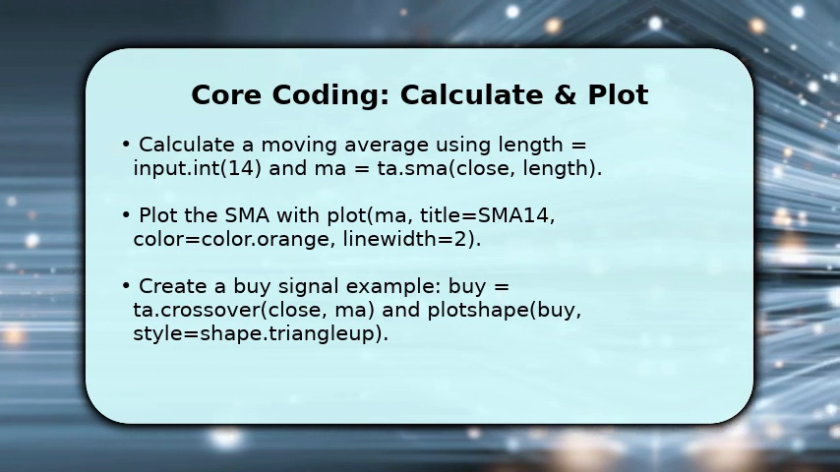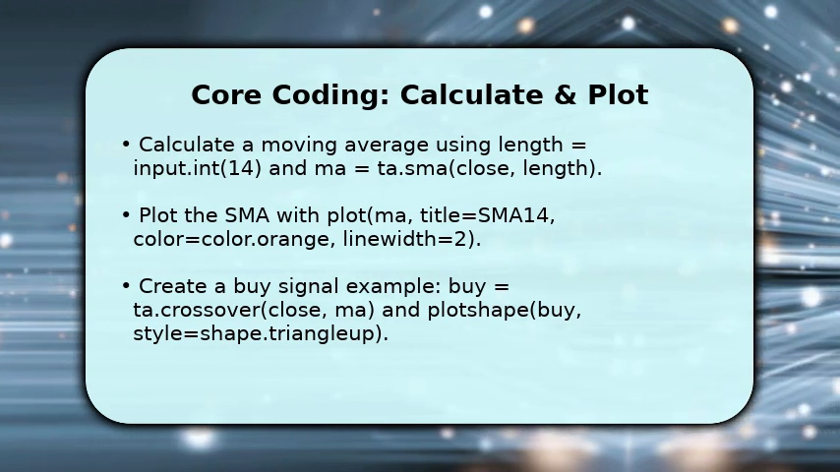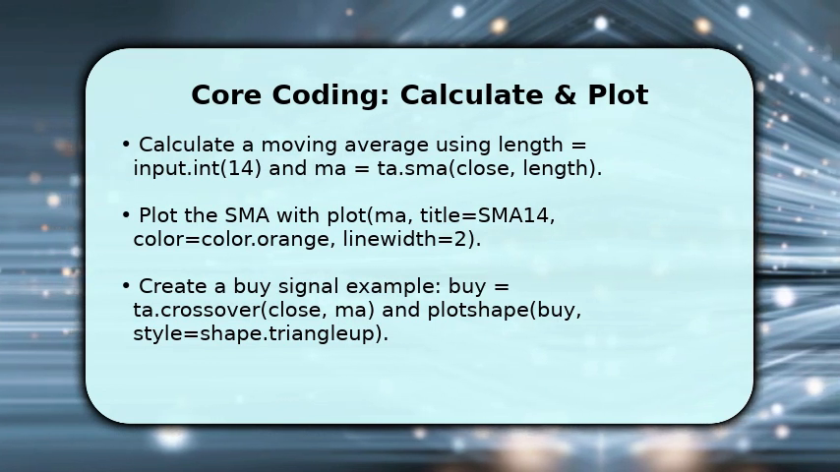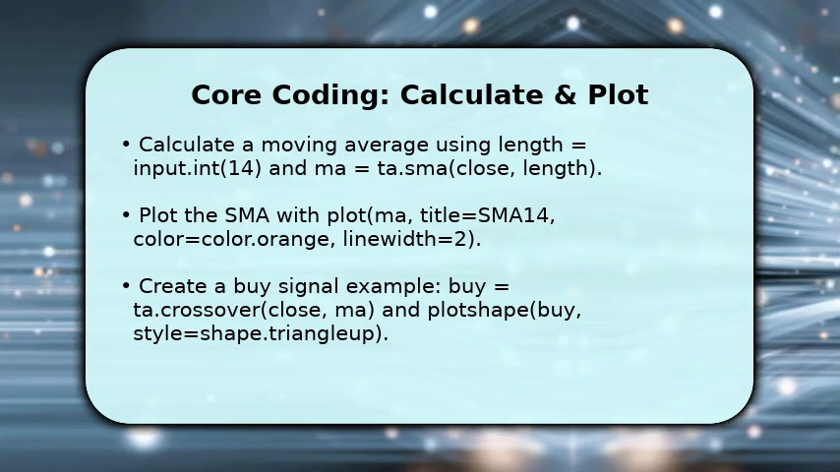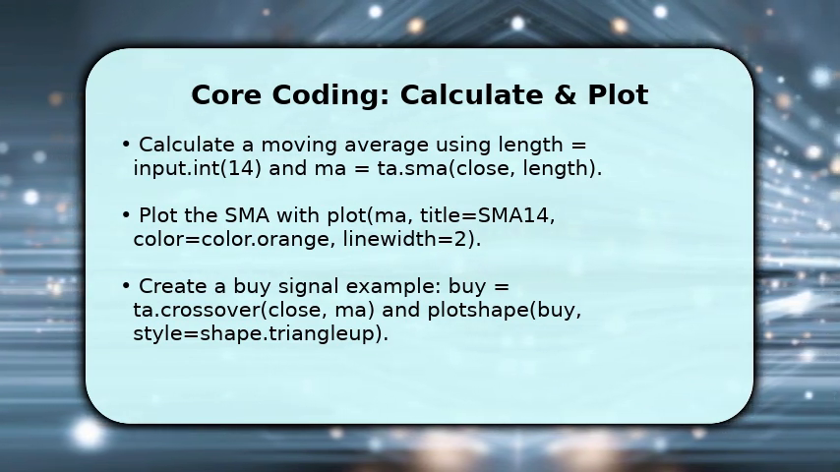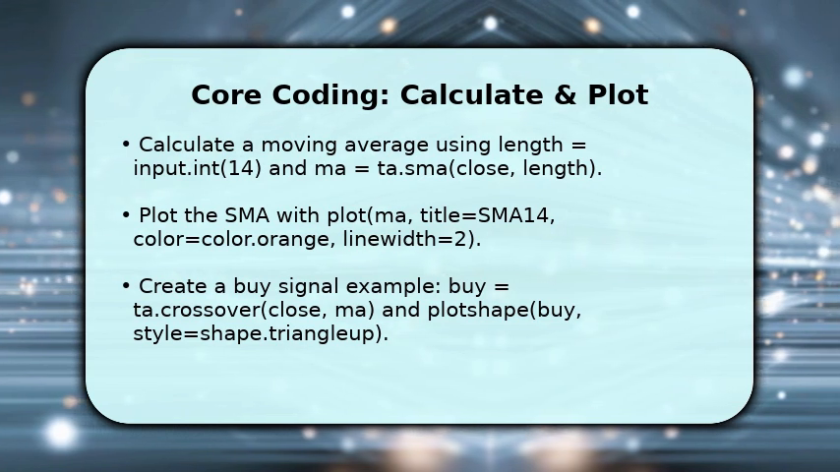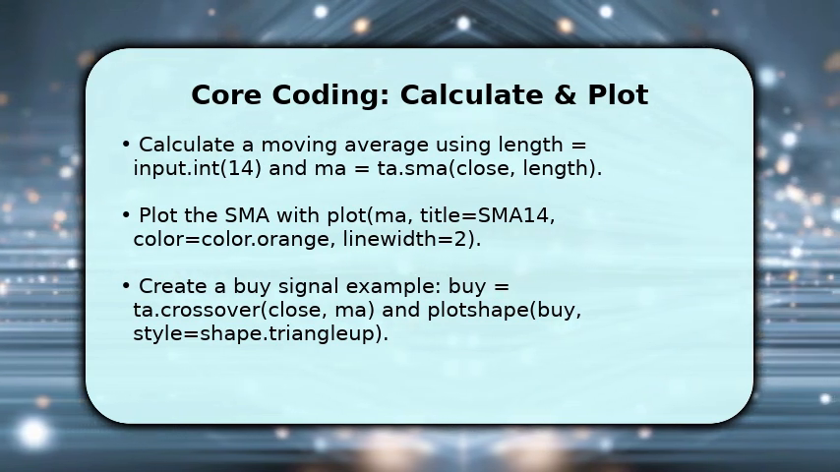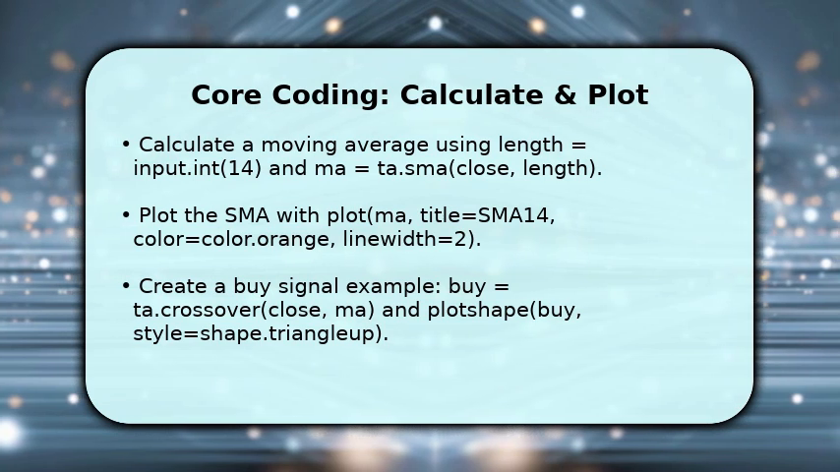For signals, define buy = ta.crossover(close, ma) and sell = ta.crossunder(close, ma). Use plotshape with location=location.belowbar, style=shape.triangleup, color=color.green to show entries, and similar for exits.